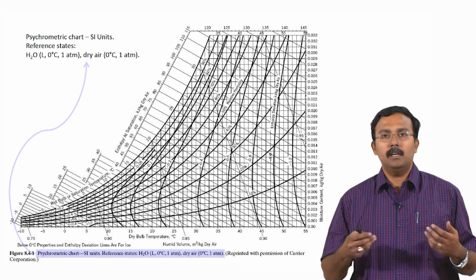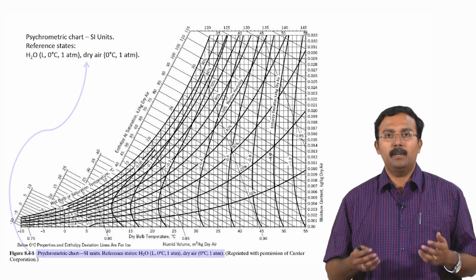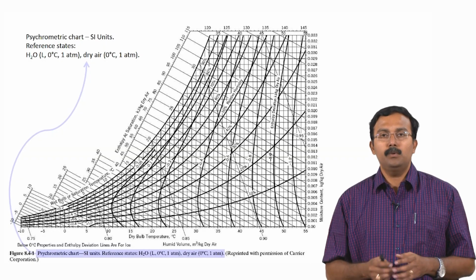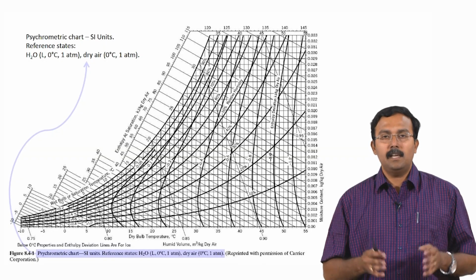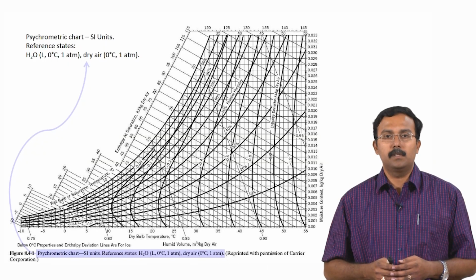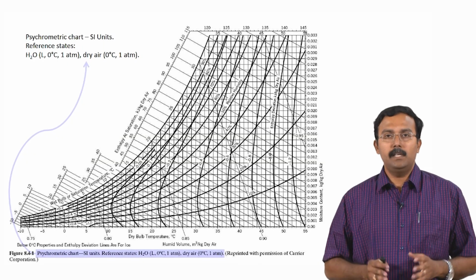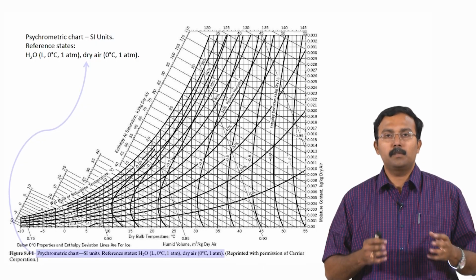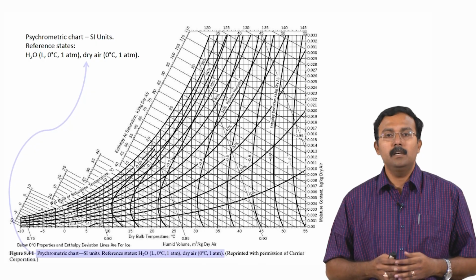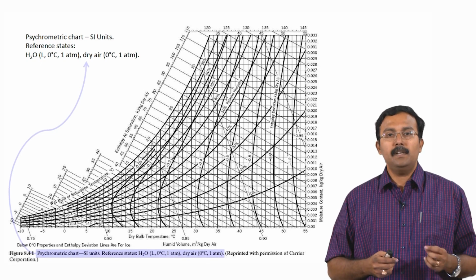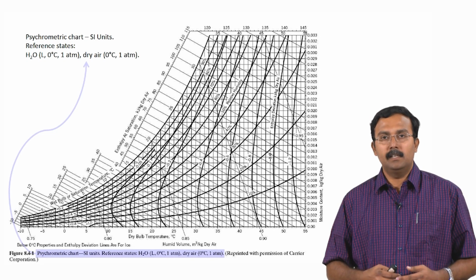Although currently many databases might be available from which you can select these data, it is important to learn how to use these psychrometric charts, as these have been traditionally used in chemical and biochemical industries for air water systems. This particular chart has been obtained from your textbook, Felder-Russo 3rd edition, and this is figure 8.41, which is in SI units. The reference states are clearly mentioned at the bottom.